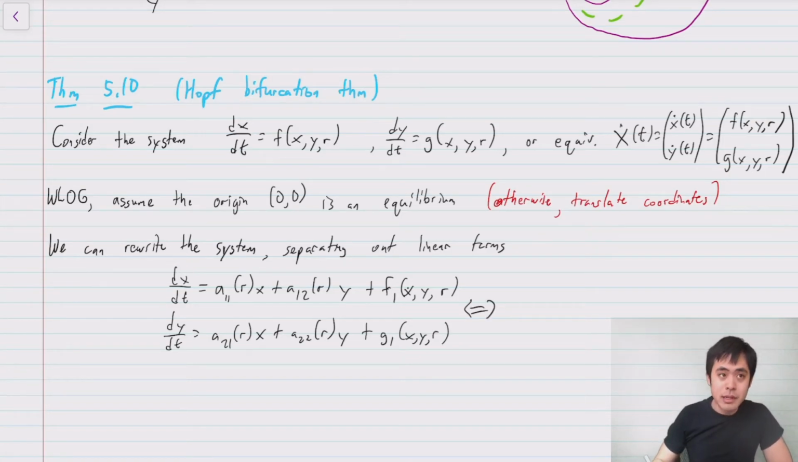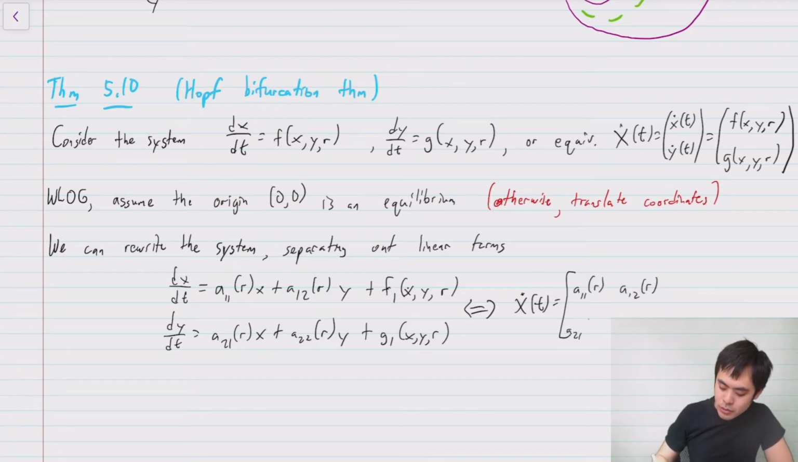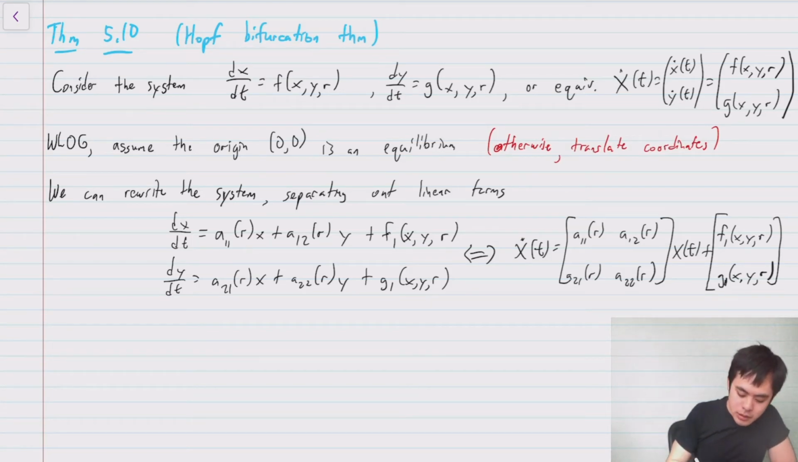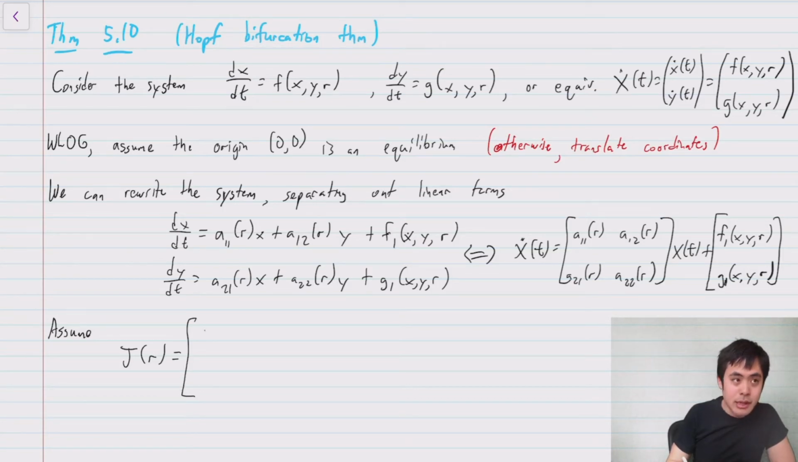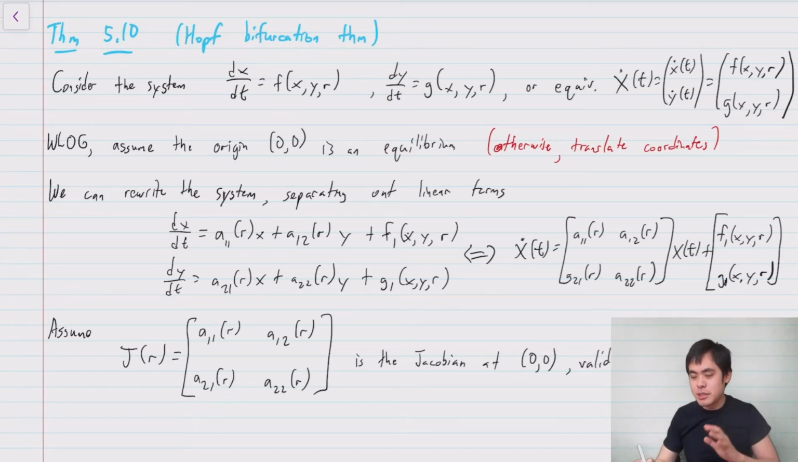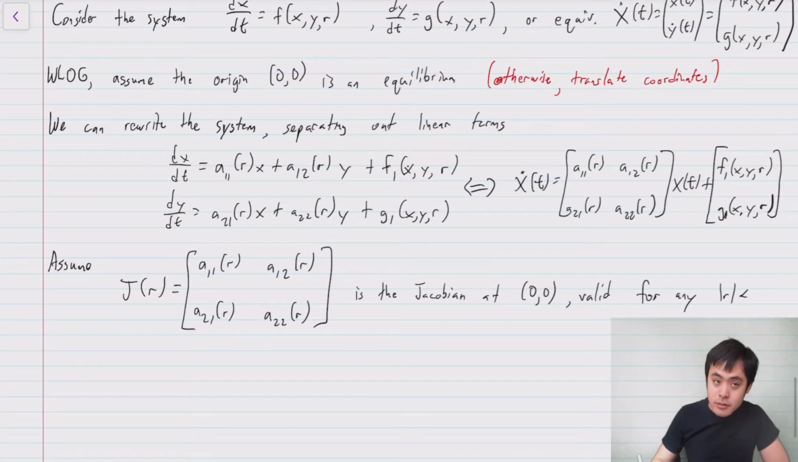So this is equivalent to rewriting as x dot of t equal to the matrix [a11(r), a12(r); a21(r), a22(r)] times x(t), plus another vector, which is these higher order remainder terms, f1(x, y, r) and g1(x, y, r). Because we've separated out the linear terms, we can assume that the Jacobian J(r), with entries a11(r), a12(r), a21(r), and a22(r), is the Jacobian at (0, 0). And this expression is basically valid for any small r.